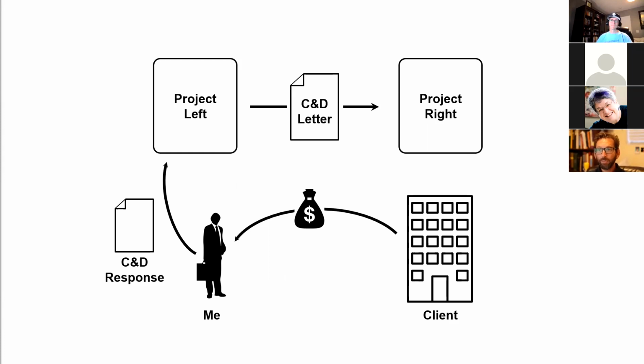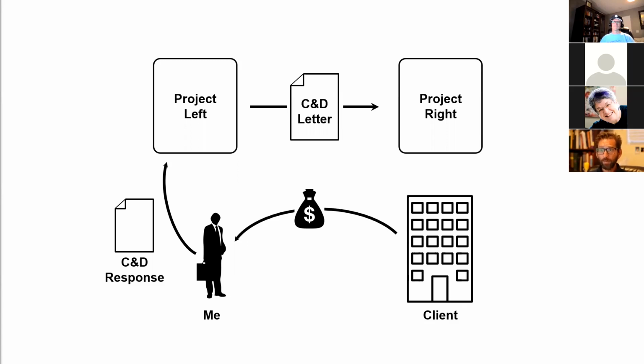But the situation was unusual for two reasons. First, the letter was not addressed to my client. It was addressed to an open source project. And second, the letter was written on behalf of another open source project. So basically, one open source project, let's call them Project Left, hired a law firm to send a cease and desist letter to another open source project, let's call them Project Right. And my client, who's not named in the cease and desist letter, was giving me a bag of money to respond to the cease and desist letter on behalf of Project Right.